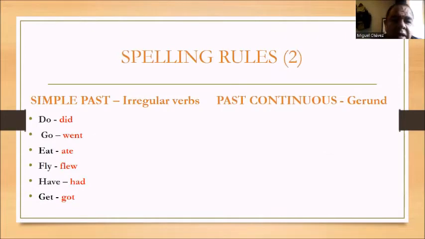And as we know, the irregular verbs have to be memorized. There's no other way to learn them. For example, the past tense for do is did. For go is went. For eat is ate. For fly is flew. For have is had. And for forget is forgot. As you can see, we cannot have any rule to classify these verbs. You need to memorize them.